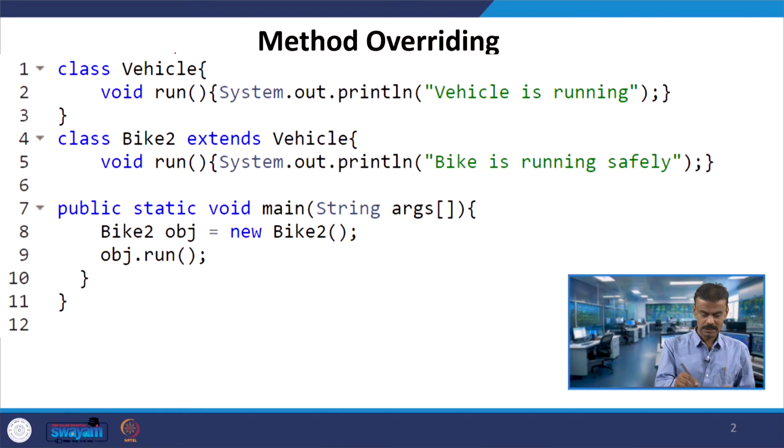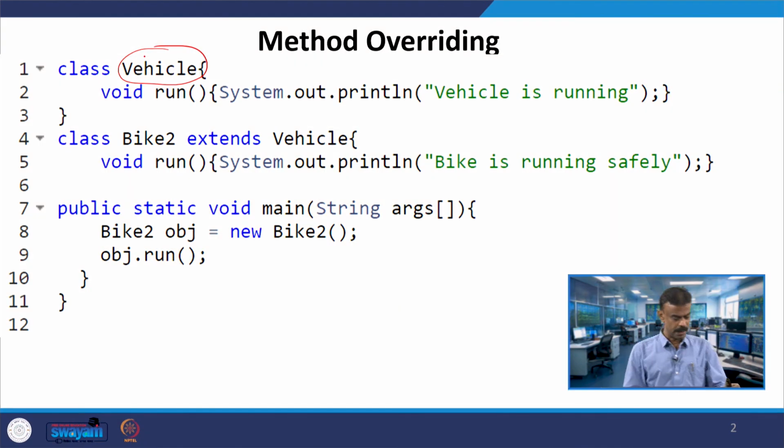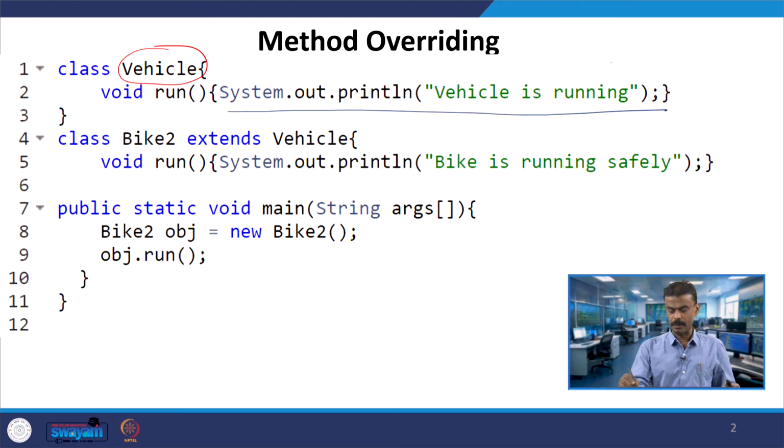You have the superclass. In C++ we call it the base class. Here let us consider a class Vehicle. Under class Vehicle we have one method, void run, which has System.out.println printing "vehicle is running". Now you have a subclass, let us say Bike2.